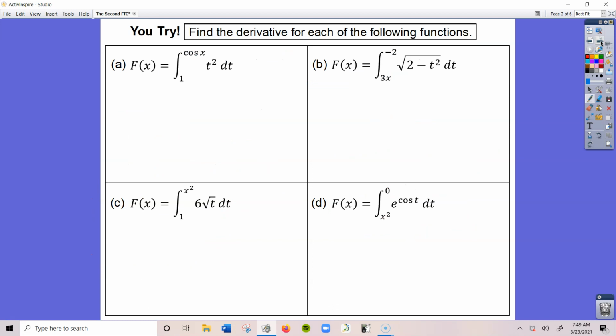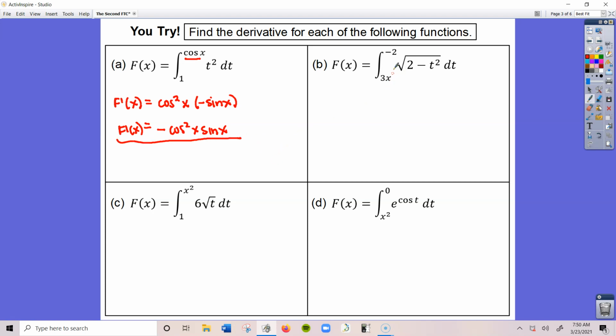So let's try that. Now here what we have is the capital F of x is equal to the integral from 1 to cosine of x of t squared dt. So we're going to go ahead and plug in cosine x as t. So f prime of x is going to equal cosine squared of x, since this is cosine of x squared, which is how we would write it, times the derivative of cosine, which is negative sine. And what we would get here is negative cosine squared of x times sine of x. And this is f prime of x.